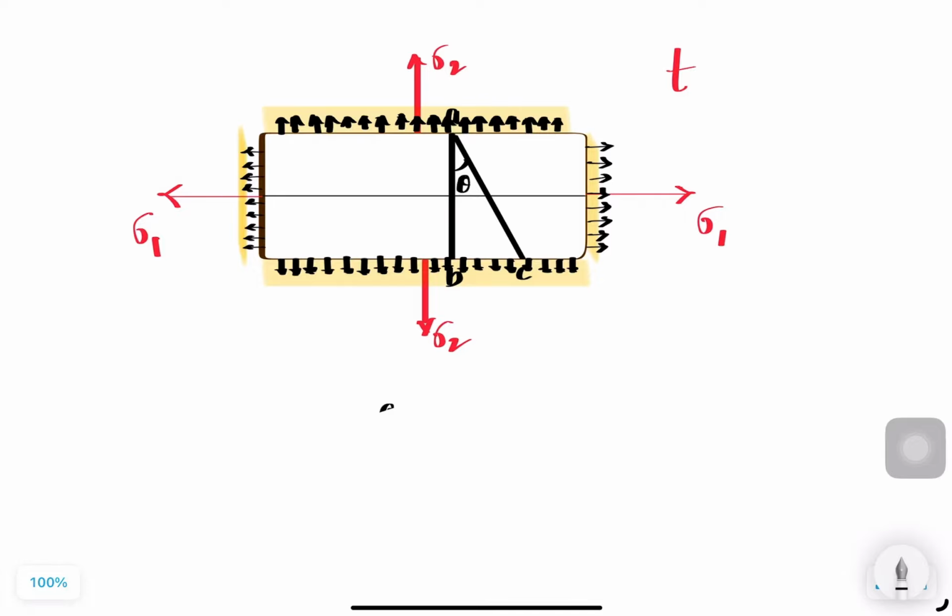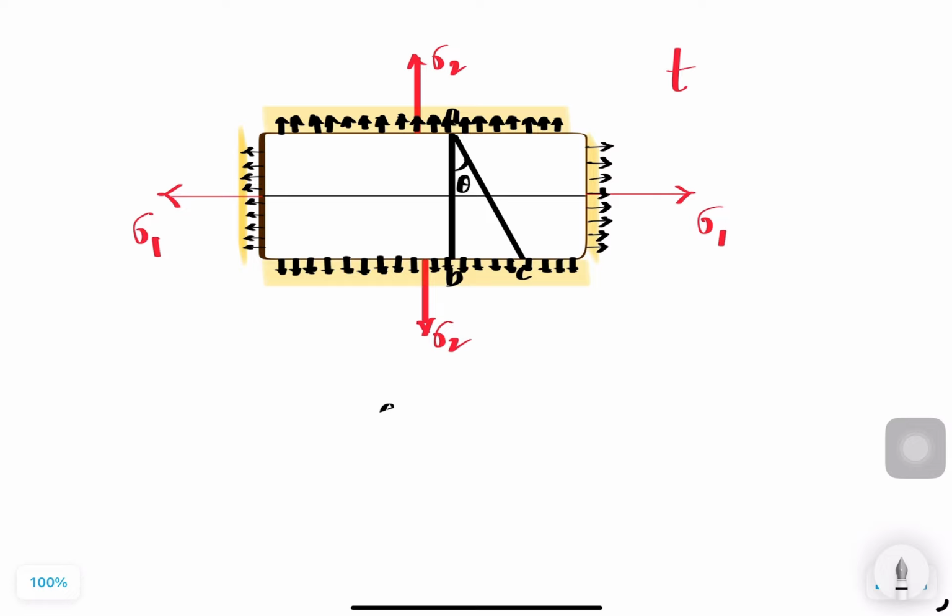Hello everyone. Today we are going to find the expression for the normal stress and the tangential stress on an inclined plane of a rectangular member that is subjected to two mutually perpendicular stresses. You could see that sigma 1 and sigma 2. There you see the rectangular member that is subjected to two mutually perpendicular stresses, sigma 1 and sigma 2.